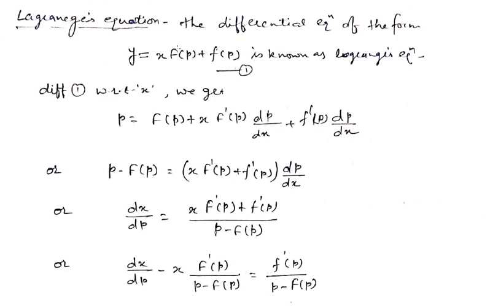The Lagrange differential equation is given by y equals x into some function of p, plus another function of p, that is, y = x f(p) + g(p). Then this type of equation is known as the Lagrange equation. Here p is dy upon dx. This is a first order but not a first degree ordinary differential equation.